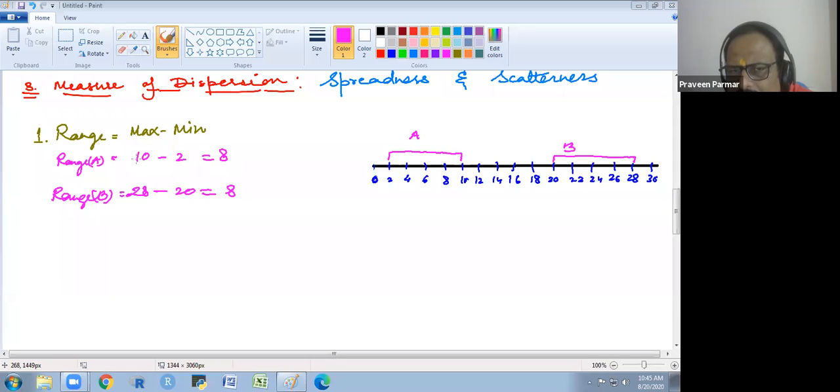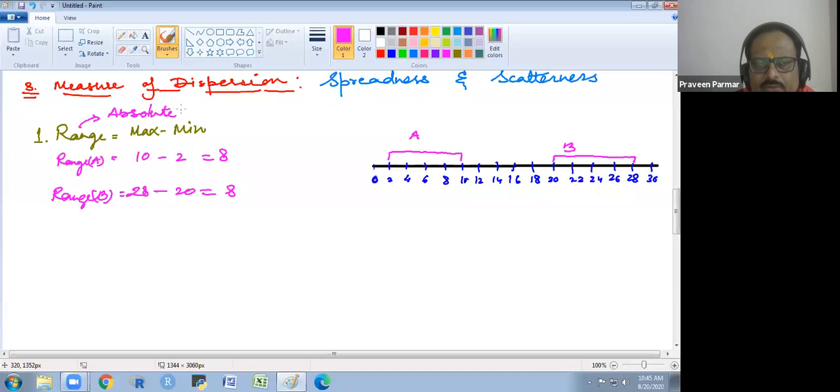If the ranges are different, then we could say it is more spread or less spread data. But if the range is the same, we could not conclude anything. So we want to conclude something out of this range. So we require some coefficient, which is a relative measure, because range is an absolute measure.